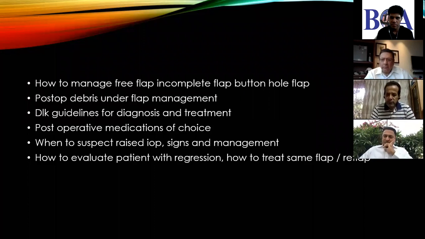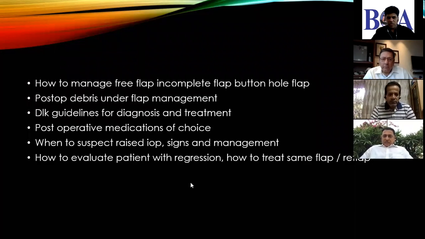Nitin? Almost the same. A soft steroid for about 3 weeks, antibiotic for a week or so, and lubricants for at least 3 to 4 months. Baja? I give Vigadexa for a week and Cystine for about 2 months. Okay. Swapnesh, that's done.